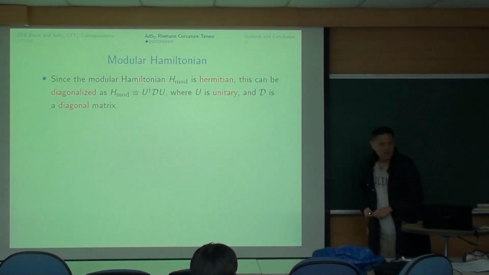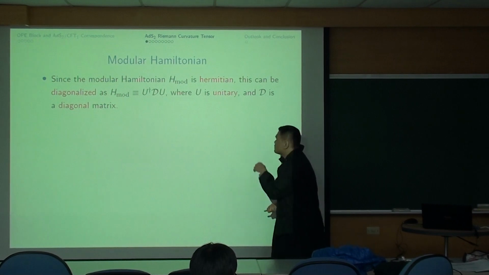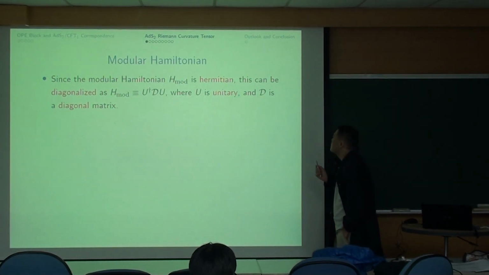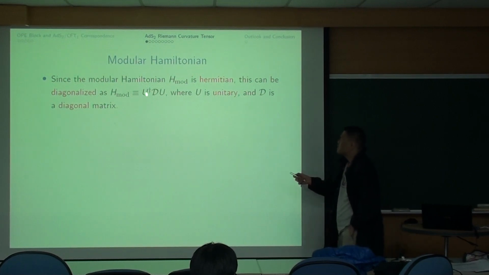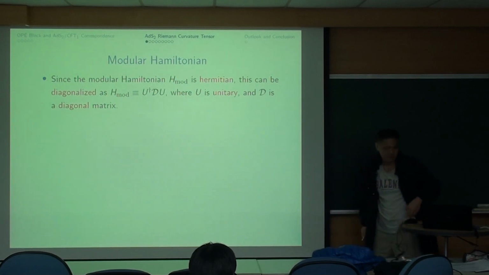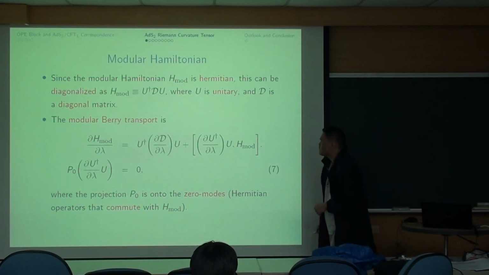Okay, now I will show how to probe the AdS2 Riemannian curvature tensor from the modular Hamiltonian. Since the modular Hamiltonian is Hermitian, it can be diagonalized as U Δ U dagger, where U is a unitary matrix and D is a diagonal matrix. It's easy to do that, and then we can just do some calculation.